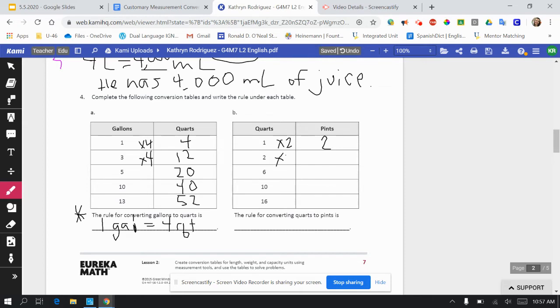So each time here, I'm going to take it times 2. 2 times 2 is 4. So 2 quarts has 4 pints. 6 times 2 is 12. 10 times 2 is 20. 16 times 2 is 32. And then the rule for converting quarts to pints is 1 quart equals 2 pints. You need to check your answers. This would be 20 and 32.